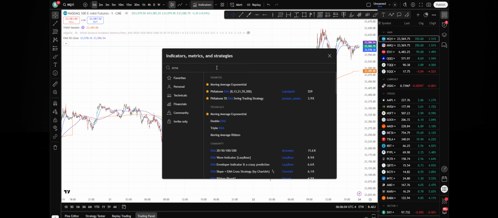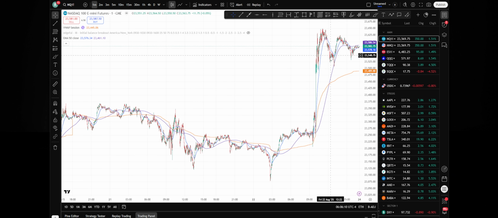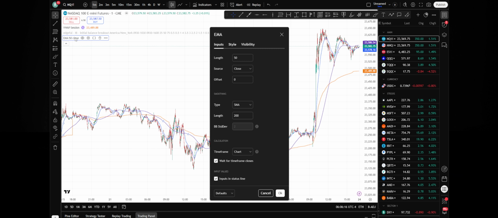And then I also use the VWAP. So those are my three indicators. The VWAP is the volume weighted average price. And yeah, those are the three indicators that I use. But obviously once you have these indicators added in, you want to be changing the settings.